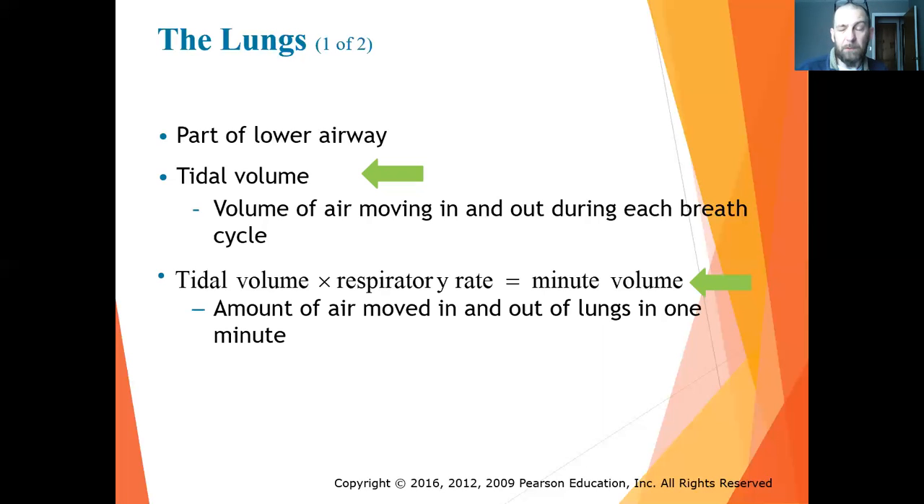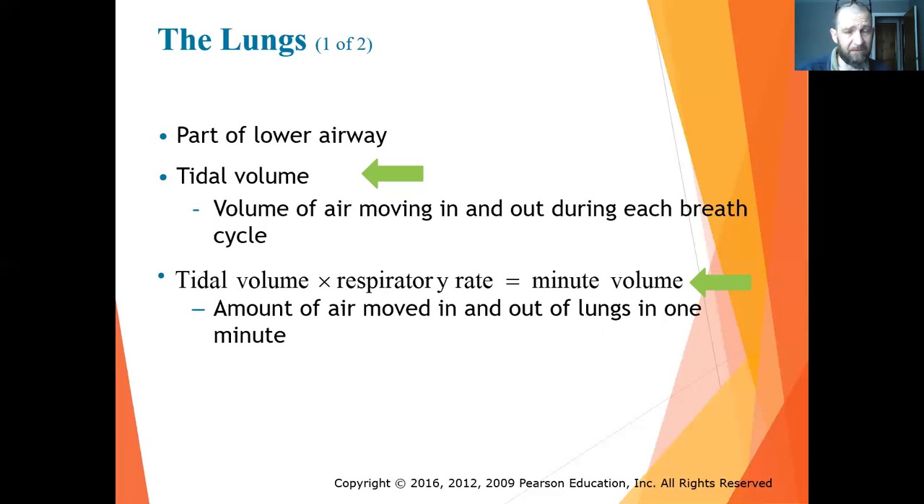Let's just use a simple number. So let's start with normal. If tidal volume is 500 milliliters normally, and let's say they're breathing at 10 times per minute, just to make the math simple, the minute volume there would be 5,000 milliliters. 500 times 10, 5,000 milliliters. That would be normal for an adult.